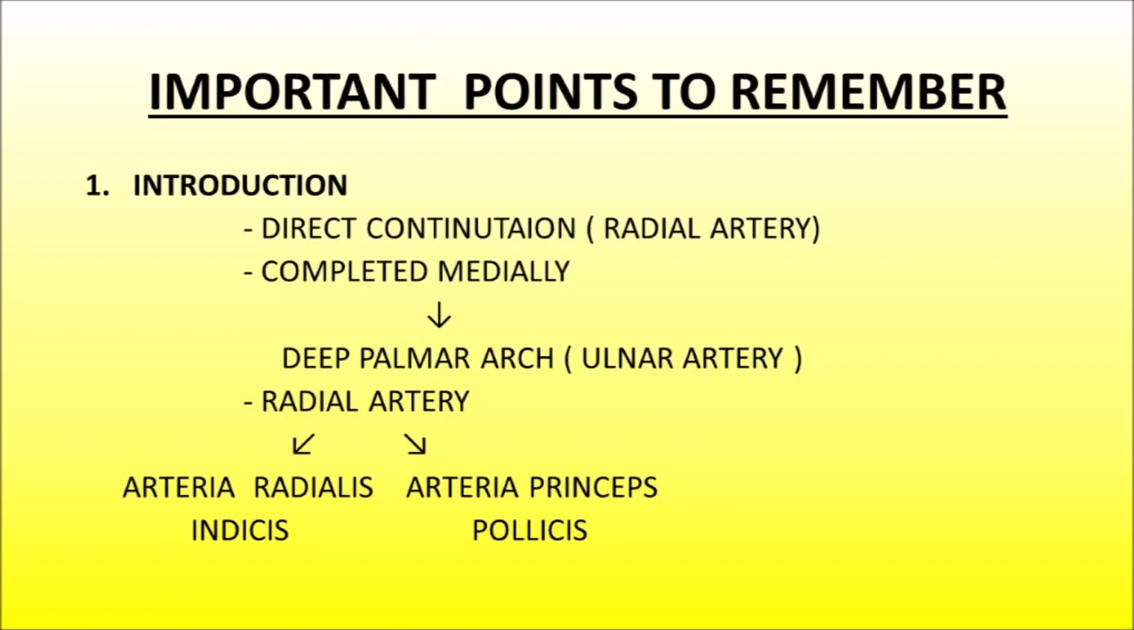Let us summarize the most important points to be remembered on the deep palmar arc. The deep palmar arc is a direct continuation of the radial artery and is completed medially by anastomosing with the deep palmar branch of the ulnar artery. And the radial artery gives off two branches which are arteria radialis indicis and arteria princeps pollicis.